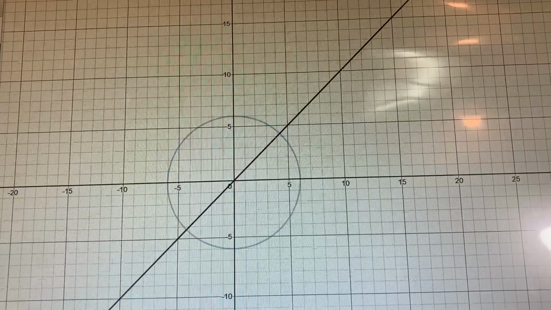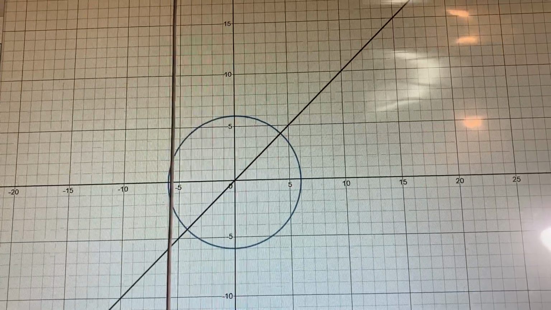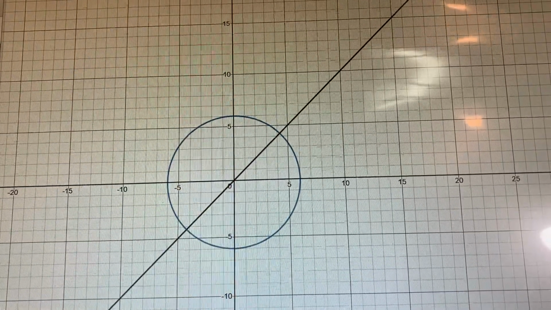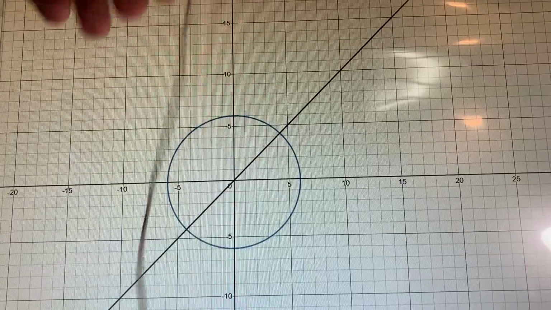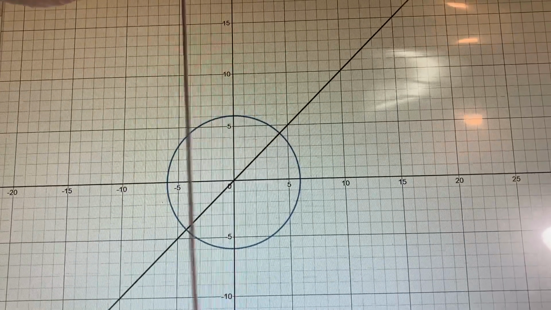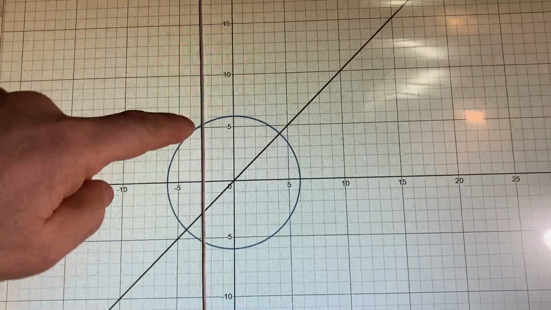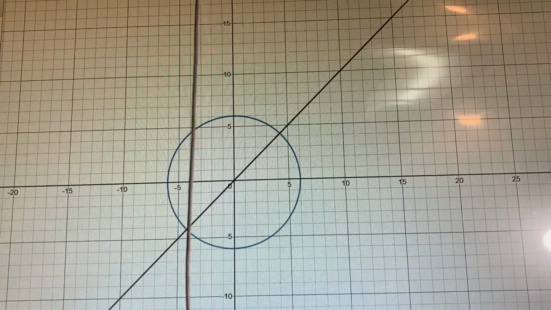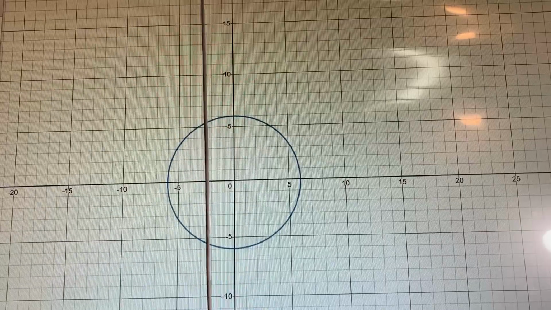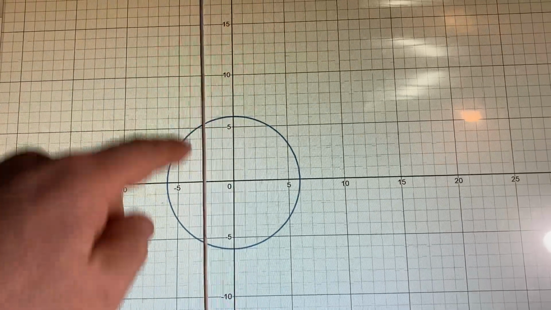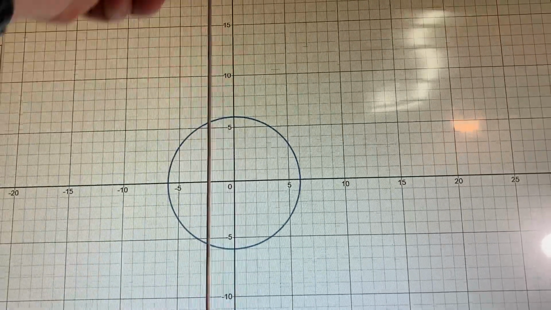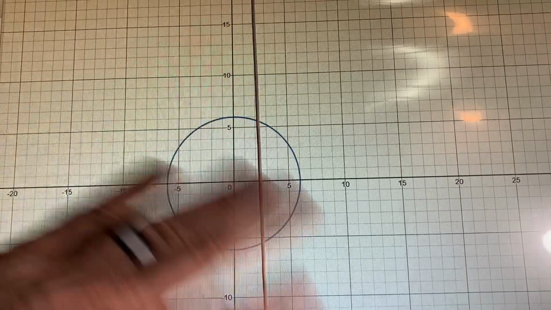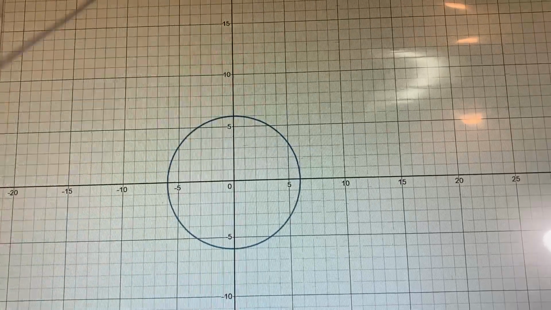What if you have an equation like this? Let me try it again. There we go. Now it touches there and there. Let me get that line out of the way. That line right there touches right there and right there, so it's not a function. What if I move it over here? Here's another place, right there and right there. It's not a function.